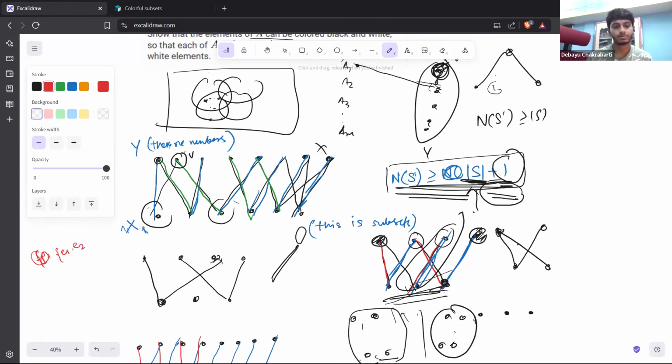Is it necessary? I don't think so. Suppose these are the edge sets of the two matchings. These are like one, two. E1 is the one branching off from F1.